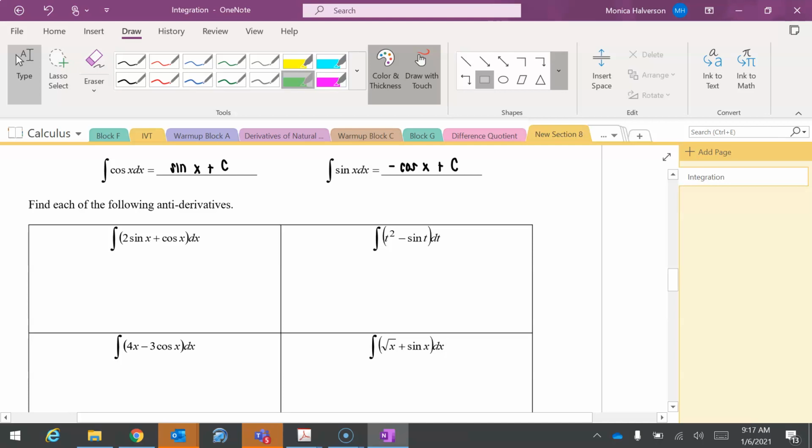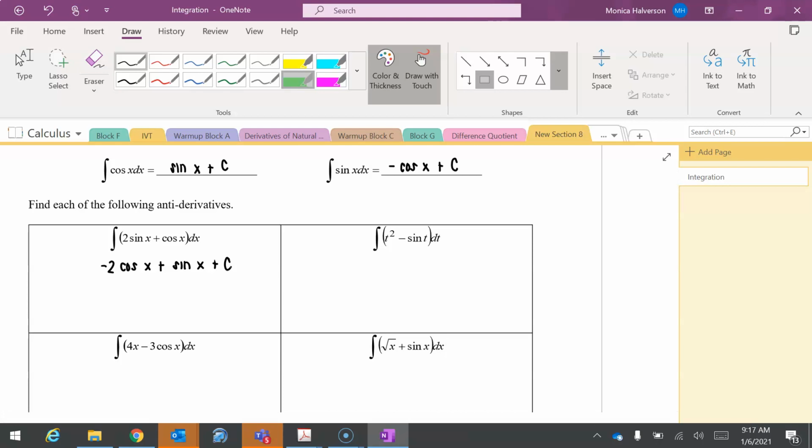So what is the antiderivative of 2 sine x plus cosine x? Well, the antiderivative is going to be negative 2 cosine x plus sine x plus c. And we only have to include one c.